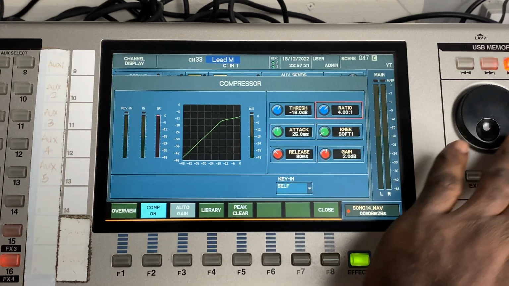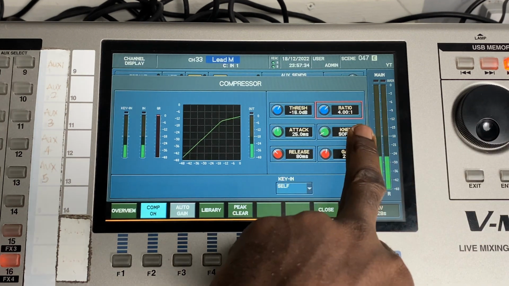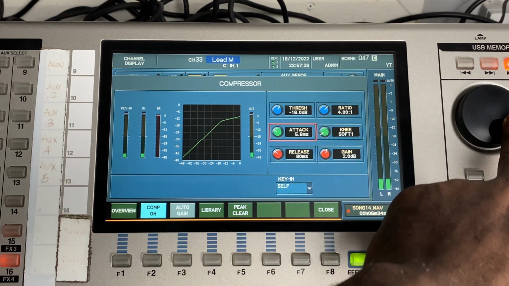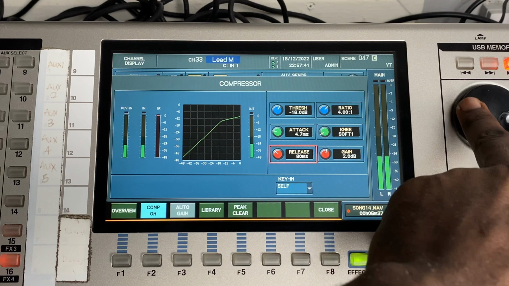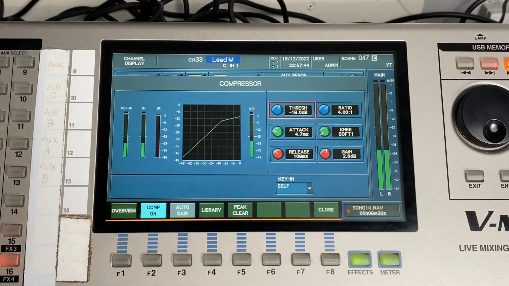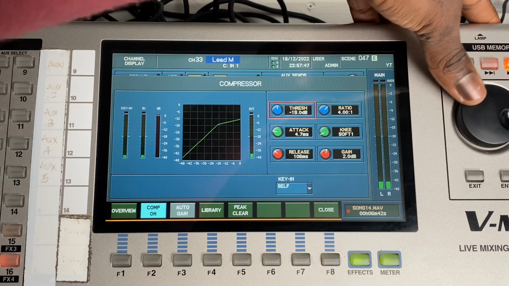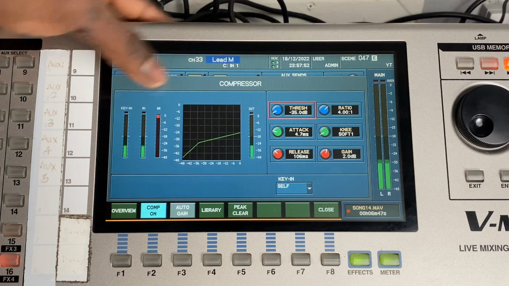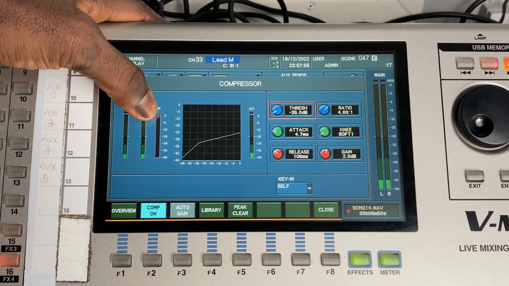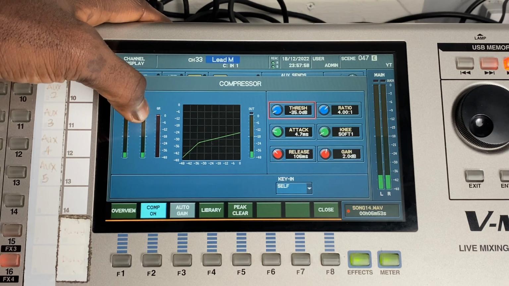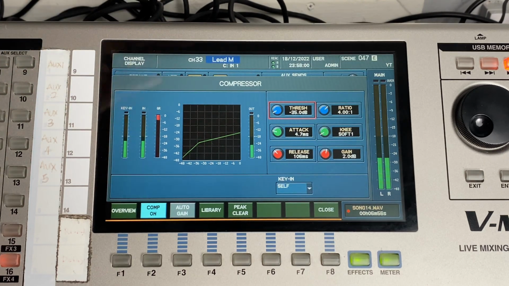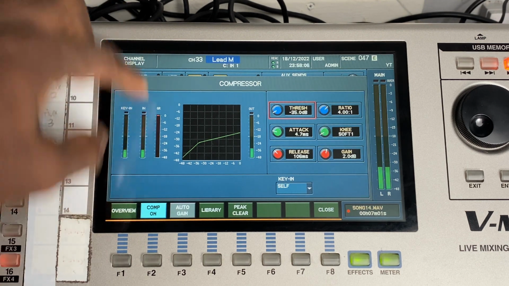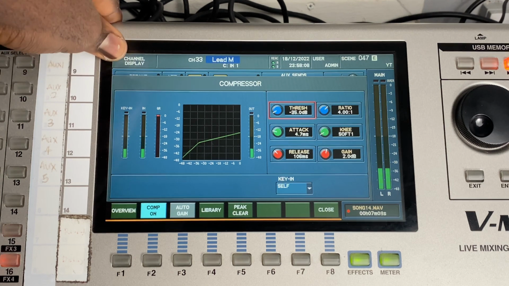So let's quickly try it. We have a ratio of 4:1, an attack time of, let's say, around 5 milliseconds, and a release time of, let's say, 100. Now let's set a threshold until the compressor kicks into action. So as you can see here, I'm having about between -3 to -6 dB of compression. So the higher part of my voice, the higher dynamic range of my voice, is being compressed just to give me a more consistent sound.